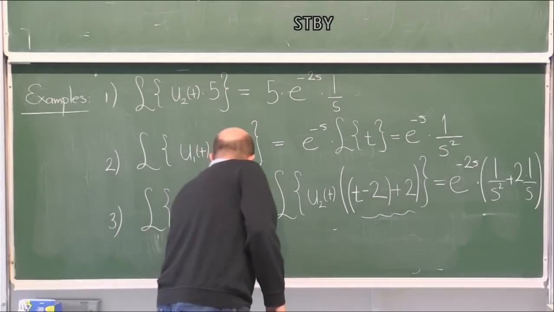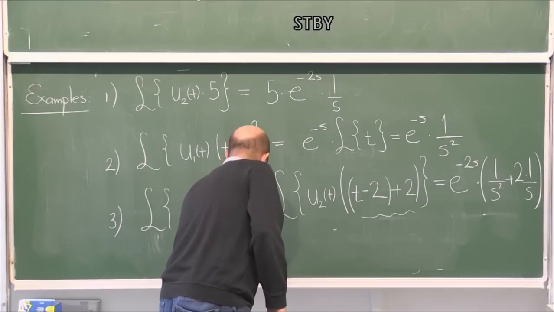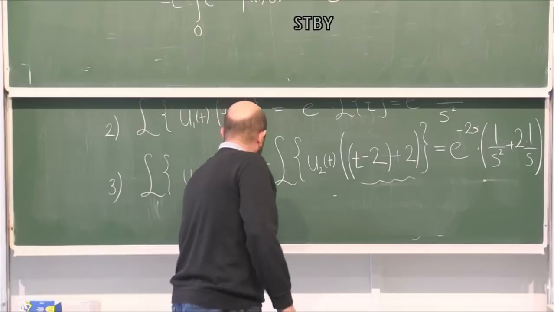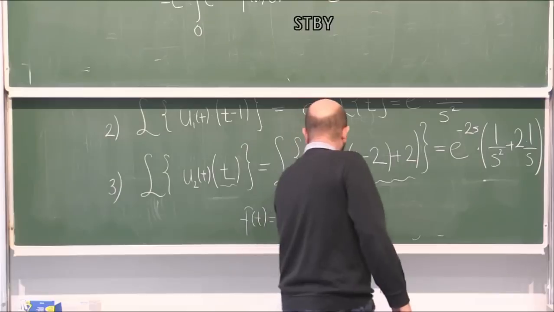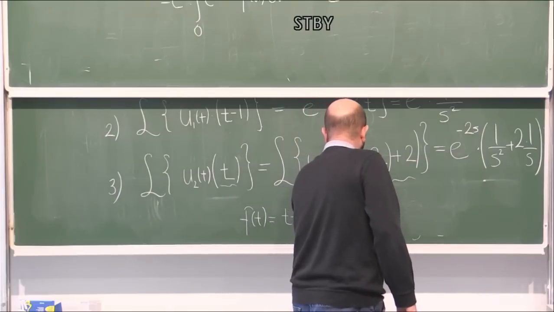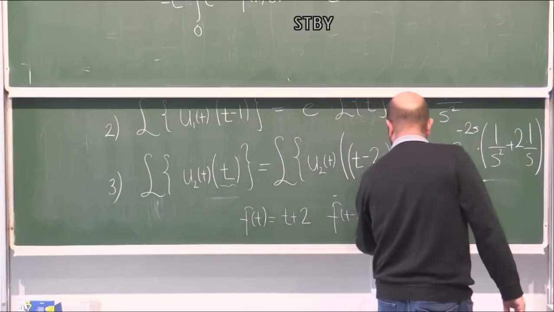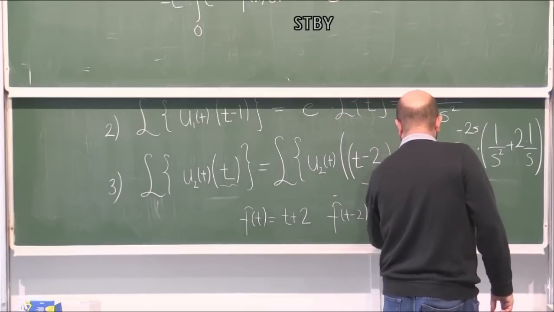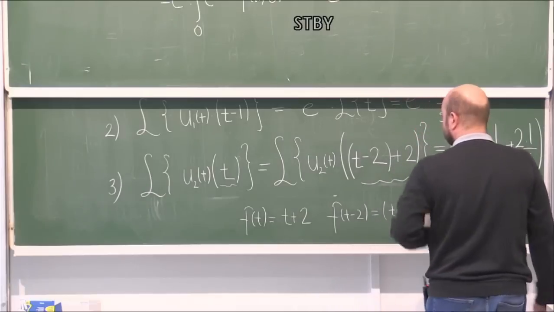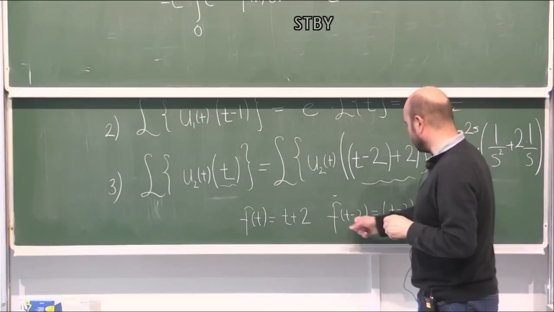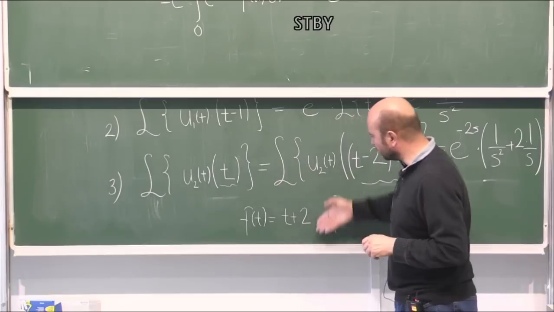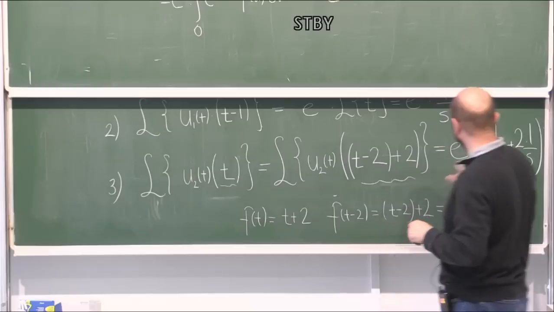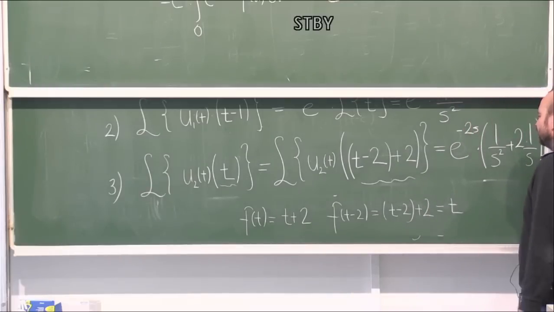So you can think the following way: f of t was originally t plus 2. Then if you look at f of t minus 2, this is t minus 2 plus 2, which is t. So your shifted function becomes t, and the original function was t plus 2. That's the reason we have to take the Laplace of t plus 2 in this case.